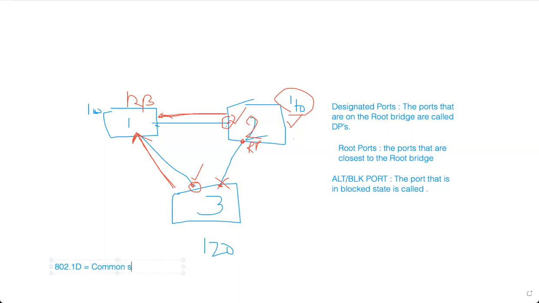Common spanning tree. It's from 1980, February, something, and then 1D is the number. It's called common spanning tree. So again, the name. In the interview they might ask, tell me what is the 802.1D standard. You can tell it's a common spanning tree or the regular spanning tree.